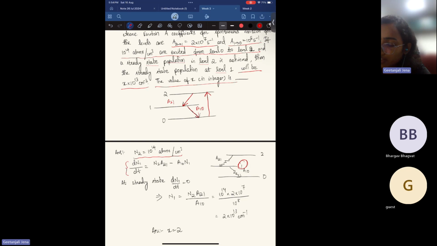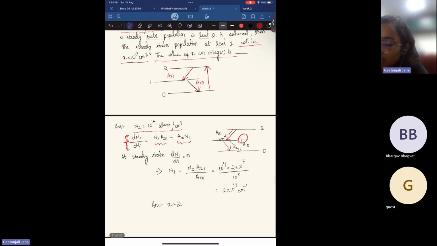So if you write dN1 by dt, since the problem is asking about the steady state, the equilibrium population, start from the rate equation. So dN1 by dt will increase when we have transition from 2 to 1, which is nothing but N2 A21, and N1 will decrease when we have transition from 1 to 0, which is nothing but minus A10 N1, right? And at steady state, we have dN1 by dt equal to 0. So from this, we can write N1 is N2 A21 by A10. N2 is given, A21 is given, A10 is given. So if you calculate it, you will get 2 into 10 to the power 13, which means the integer x will be 2 here.